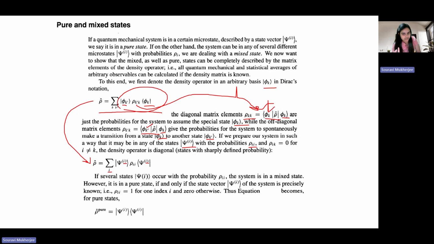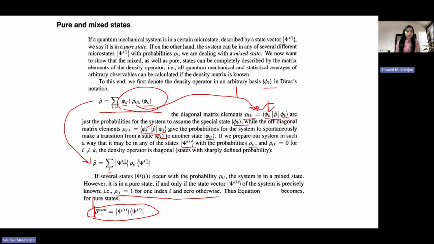Now, if it is a pure state, that means there is no summation involved. It's just in one particular state, and it is in that state with 100% probability. So that means p_i is 1 for one index i and it's 0 for all the others.